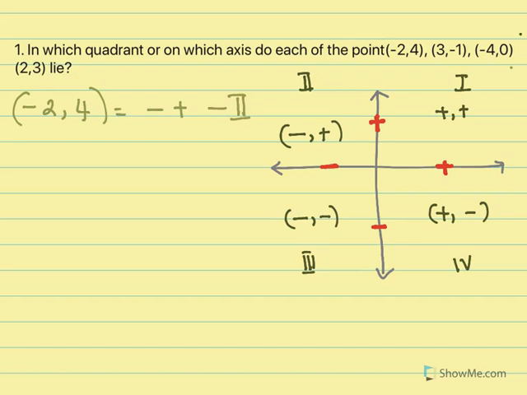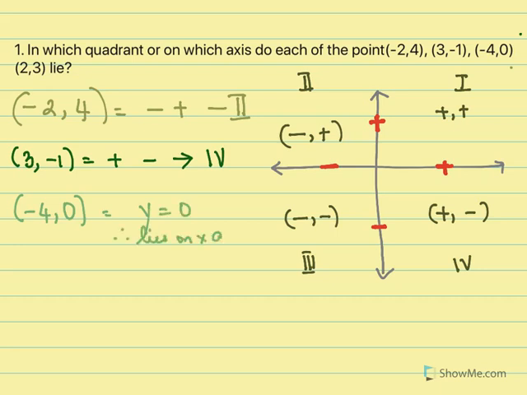Then we go to the next question, that is (3, -1). (3, -1) is positive, negative. Positive, negative is the fourth quadrant. Then the next is (-4, 0). Here y equals 0, therefore it lies on the x-axis. And for the last, you have (2, 3). (2, 3) is positive, positive, which is in the first quadrant.